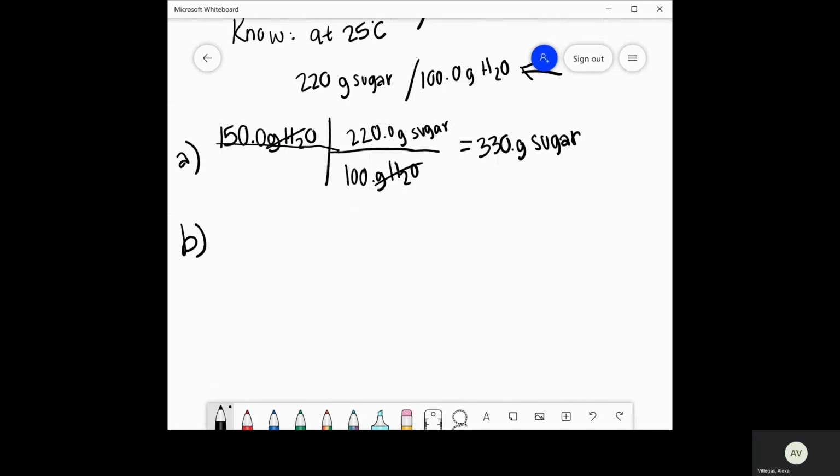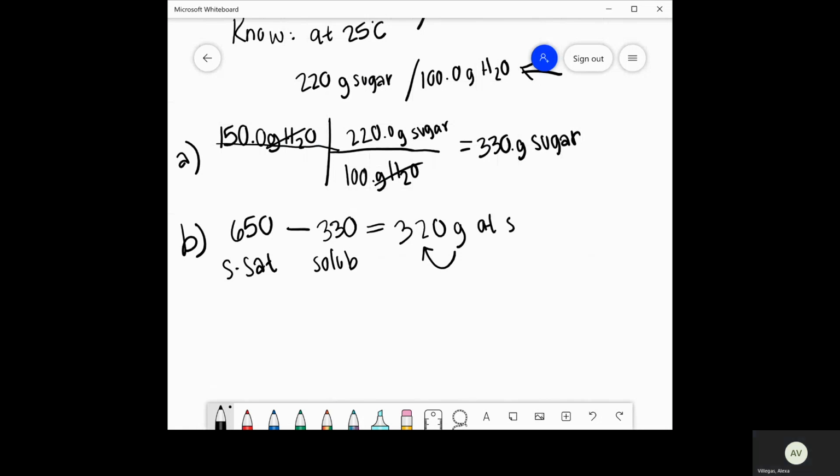Next, you're going to take that total that you noted it is at supersaturation. You're going to subtract the 330 grams, where you know it's still soluble, and that is going to give you 320. That is the amount of grams of sugar that's needed just when the solution reaches saturation.